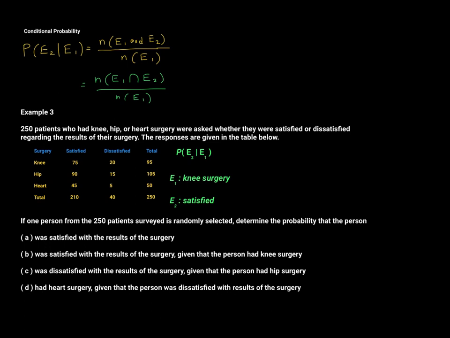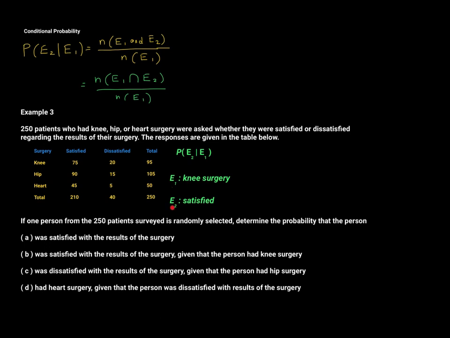So I'm going to let E sub 1 be the event that the person had knee surgery. This is the given information. Remember, back up here with conditional probability, it's the probability that this event E sub 2 will happen given E sub 1. So E sub 1 represents the given event, and here the given event is that the person had knee surgery.